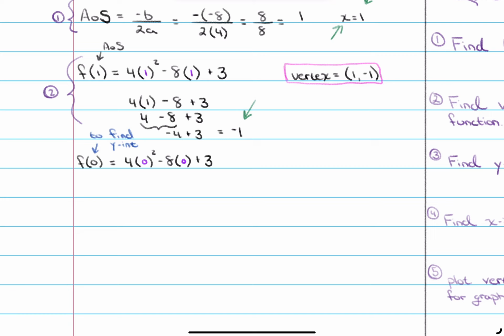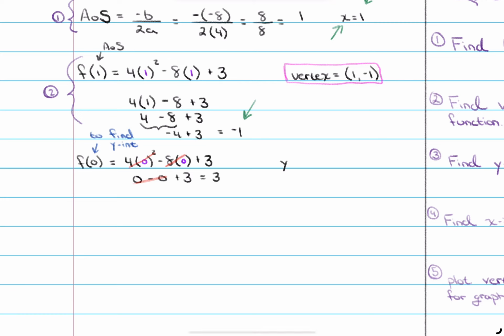So this is actually 4 times 0 squared. That's a 0. Negative 8 times 0 is also 0. So I have 0 minus 0 plus 3. And I'm just showing you what happens when you don't skip steps, okay? 0 minus 0 cancels out. That's just 0, and you're left with a 3.